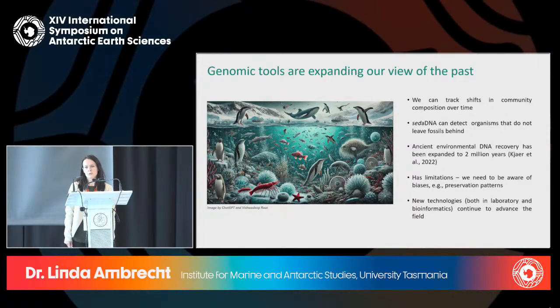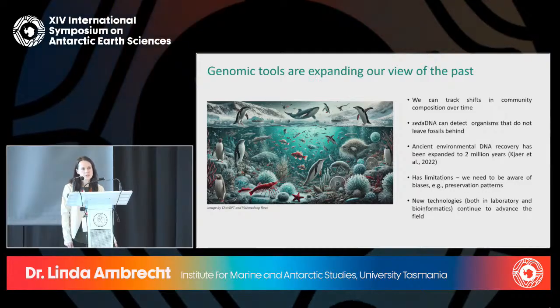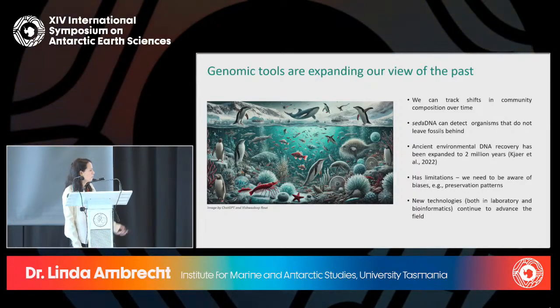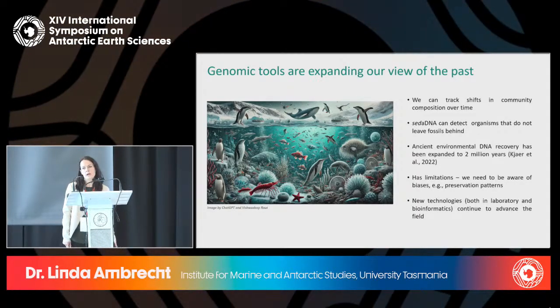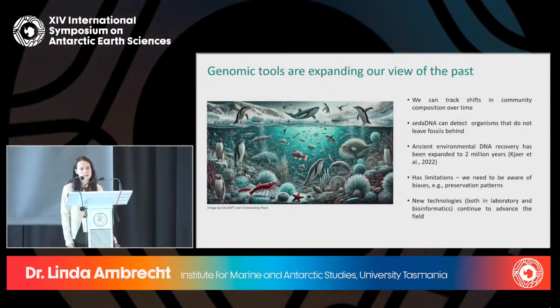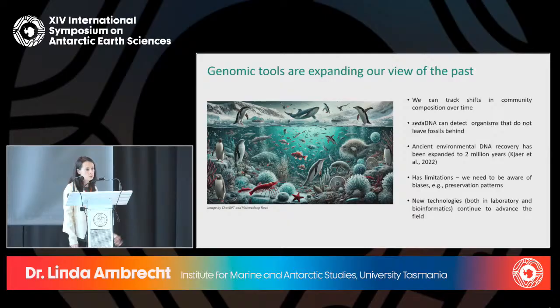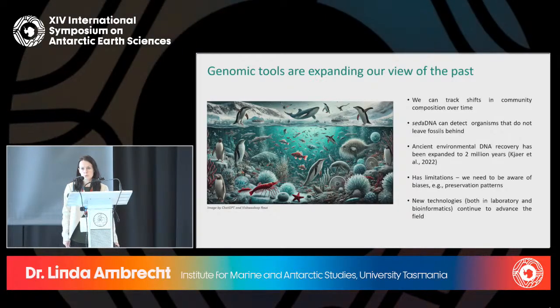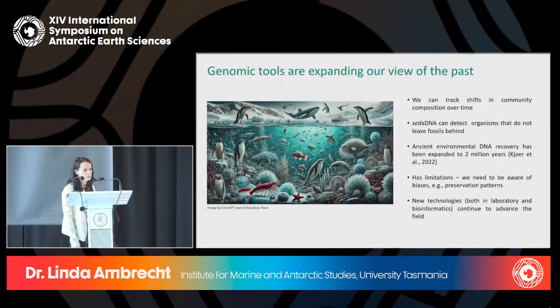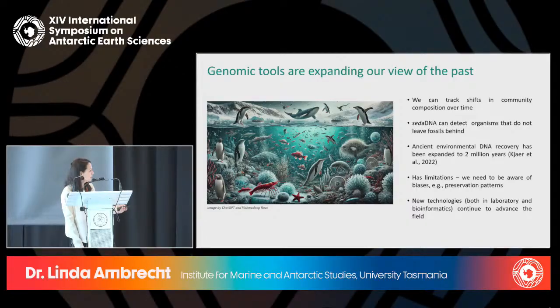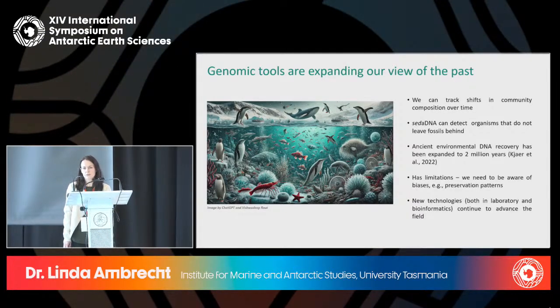I think it's very important to say that this type of analysis also has limitations, and we need to be aware of the biases. We need to be aware that there's degradation and fragmentation happening, and to make sure that we're interpreting what we're getting back in terms of community composition very realistically. And it's quite a fast-moving field with technologies constantly being developed, and new bioinformatic tools. So it's moving quite fast.